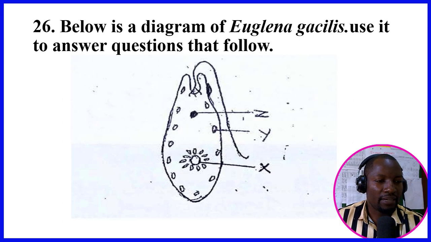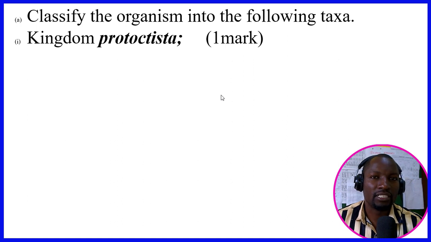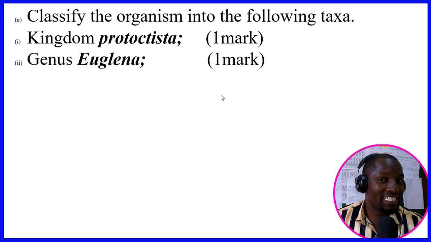Below is a diagram of a Euglena gracilis. Use it to answer questions that follow. Question number 1. Classify the organism into the following taxa. Number 1 is kingdom. It belongs to the kingdom Protista. Genus Euglena.